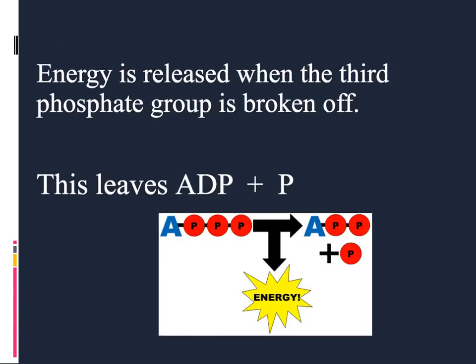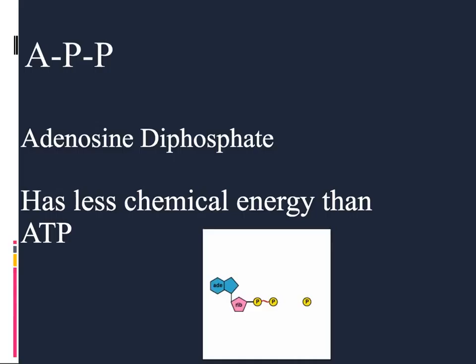Now, how does energy get released? Energy gets released when that third phosphate breaks off, leaving ADP and a free phosphate. Now, after that third phosphate breaks off and the energy is released, you are left with a new energy-carrying molecule called ADP, adenosine diphosphate. You still have your adenine, you still have your ribose, but now you have 2 phosphates instead of 3. It still carries energy, but it has less chemical energy compared to ATP.